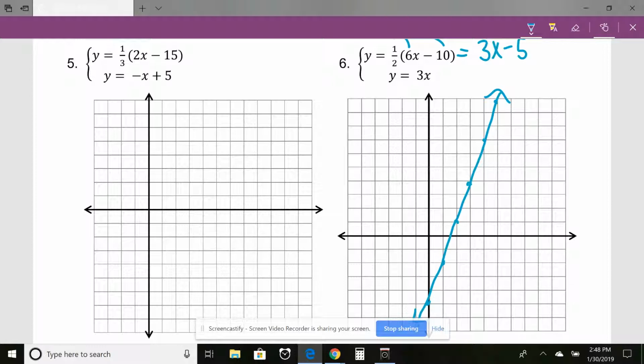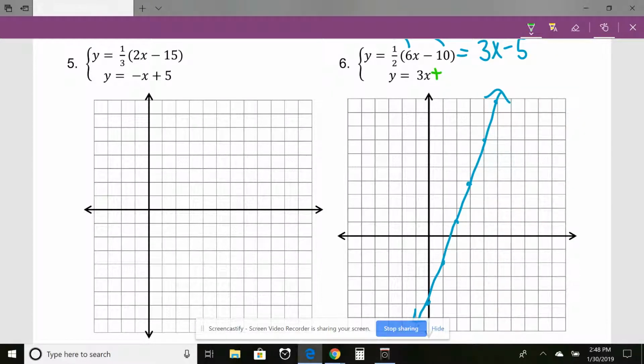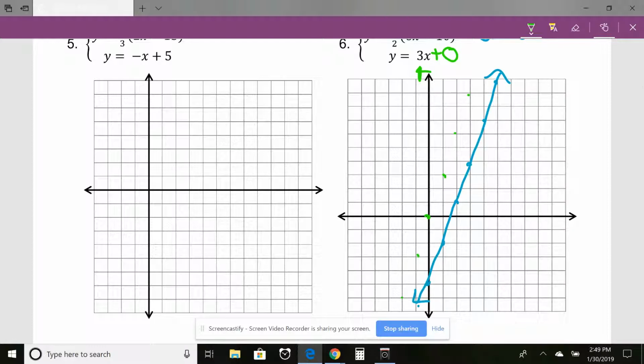Now in the other equation, again, 3x is in y equals mx plus b, but we usually don't put the plus 0 there, so we start at the origin. Okay, because 0 is our origin. And again, we go up 3 to the right 1, up 3 to the right 1, up 3 to the right 1. Same in the other direction.